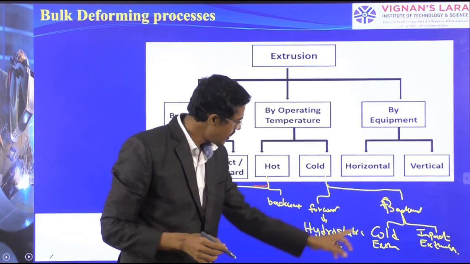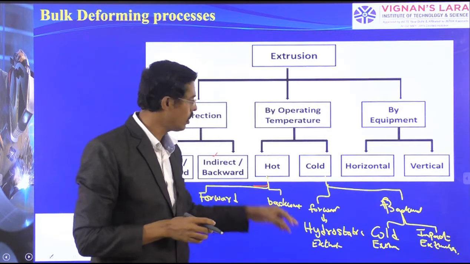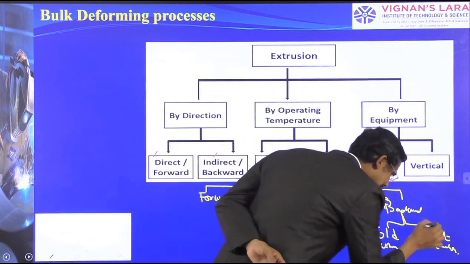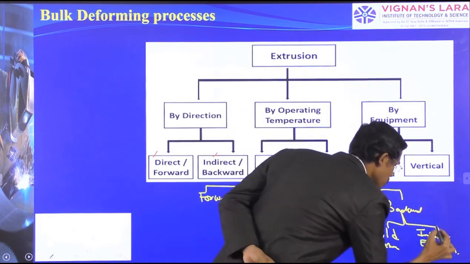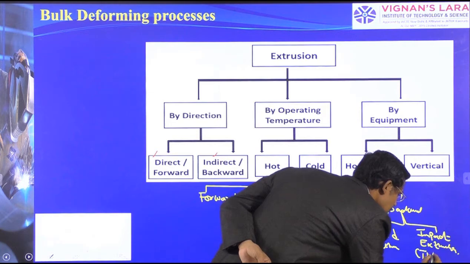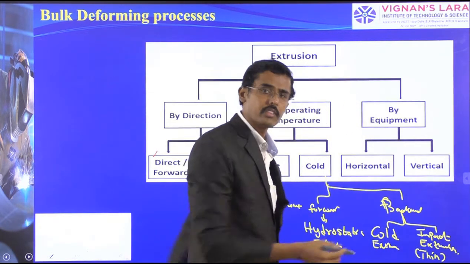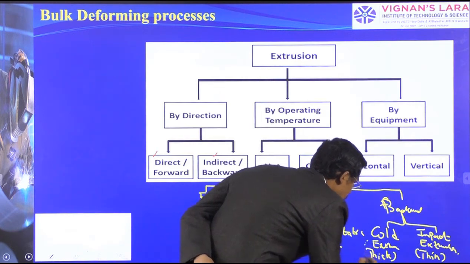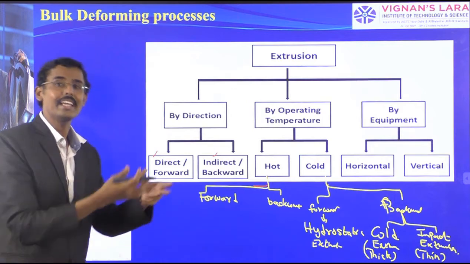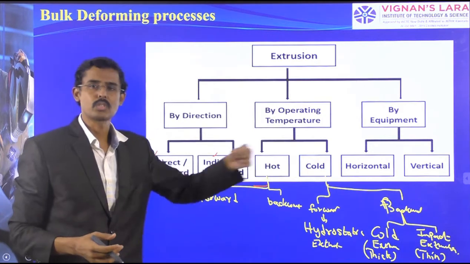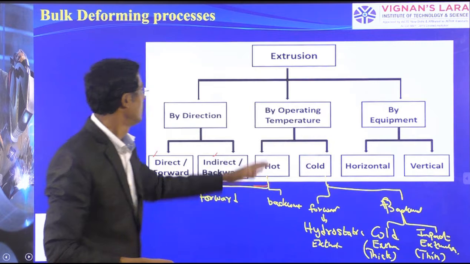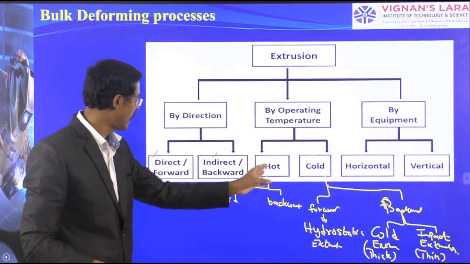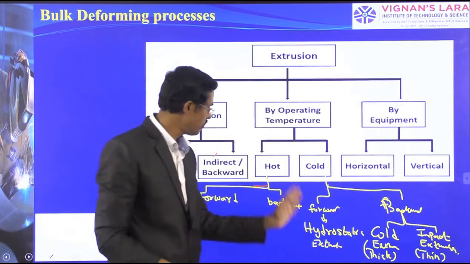This hydrostatic extrusion is operated through hydraulics, and the cold extrusions are operated differently. For understanding, I am telling, this is useful for thin materials and this will be useful for thick materials. So for thick materials. Likewise, we can again classify the same extrusion process. Equipment: horizontal, vertical. Temperature: hot, cold. Direction: backward. Now this hot and cold can be forward, backward. Again, this cold can be forward, backward.